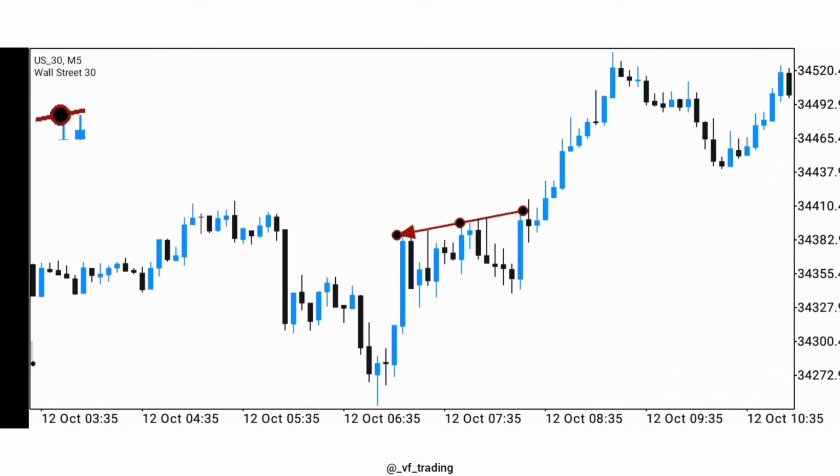Here's another example of a bullish candle engulfing the previous bearish candle.